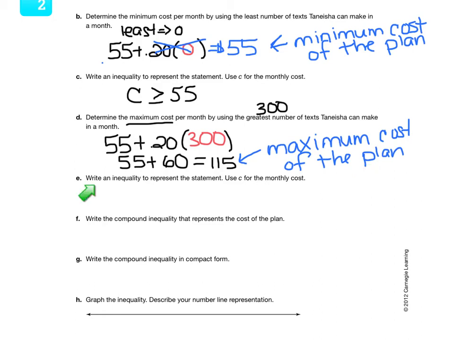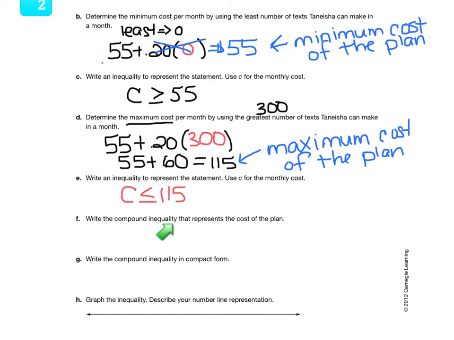So this next part says, write an inequality to represent the statement above. Use C for the monthly cost. Well, this is the greatest number of texts, so this is the most she is ever going to spend. She's not going to spend over this amount. So then we would write C is less than or equal to $115. Why the or equal to? Because it can be 115, but it can't go over it, which is why we use the less than sign.